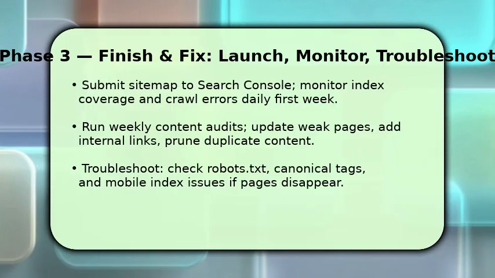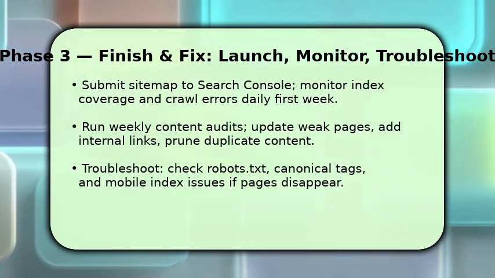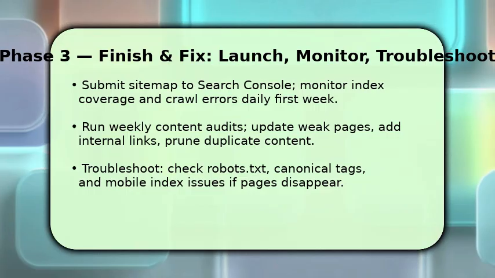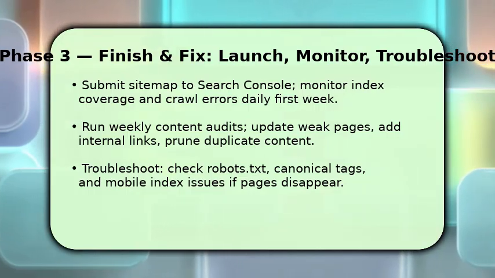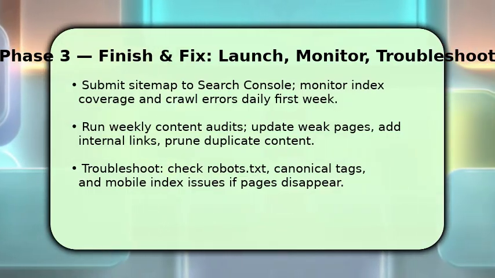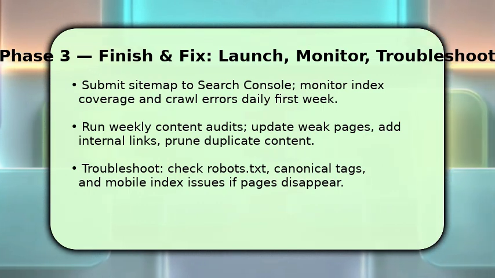Check robots.txt for accidental blocks. Verify canonical tags for unwanted self-canonicalization. And confirm mobile indexing is healthy. Most visibility problems stem from one of these issues.